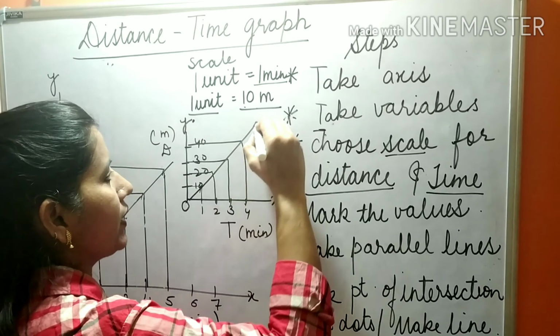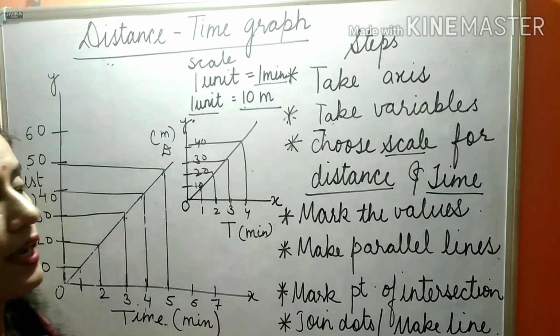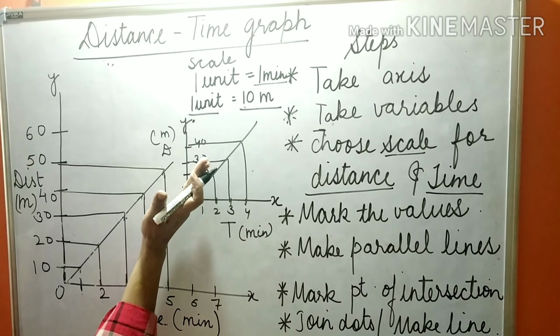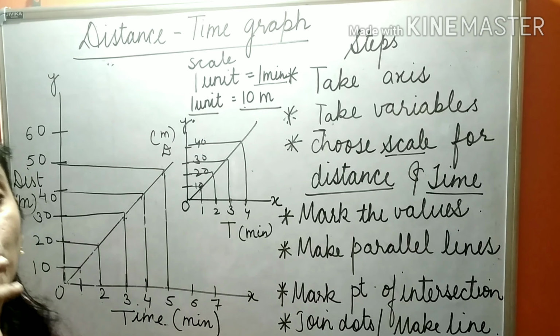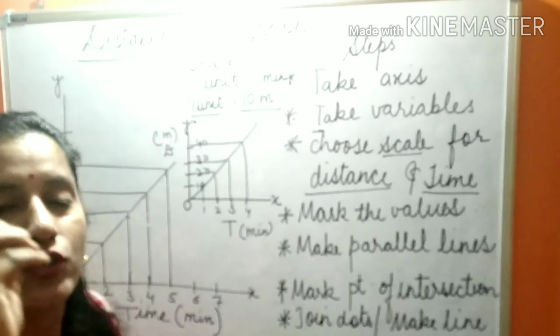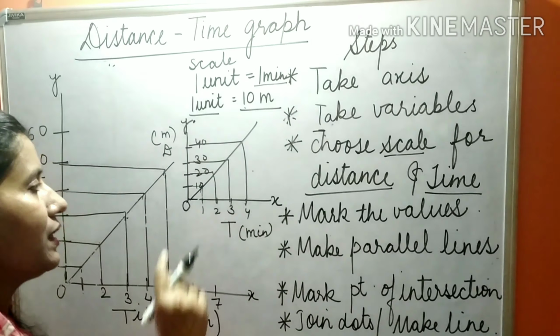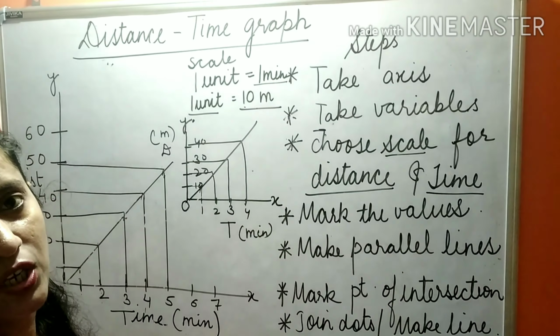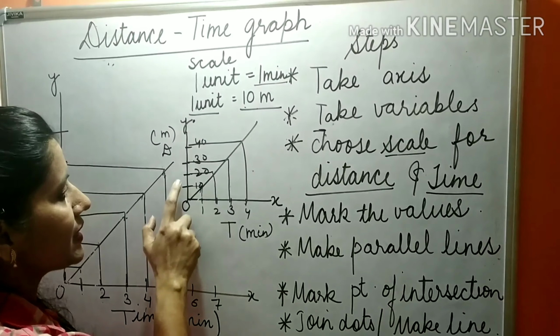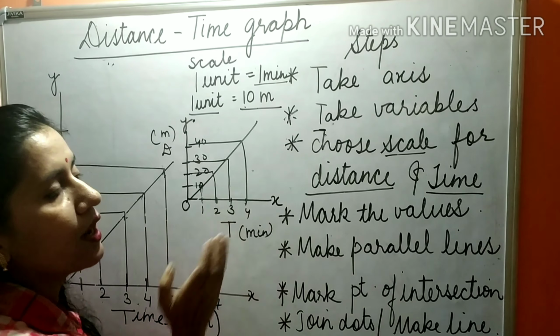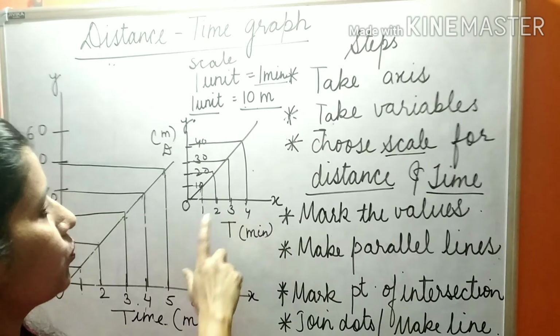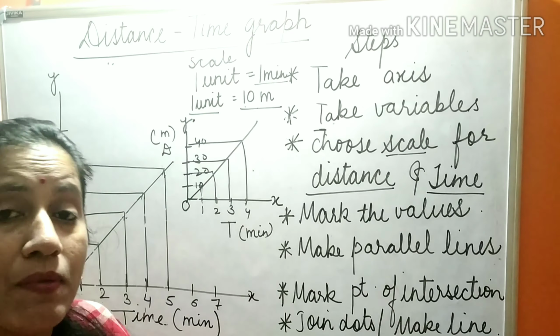And then by joining these intersections, we'll make a line. So this line shows that your car, your bus, your bullock cart, they are going straight. Means they are in motion. How come? Distance they are traveling and time they are consuming. So in this way we can make a distance time graph.